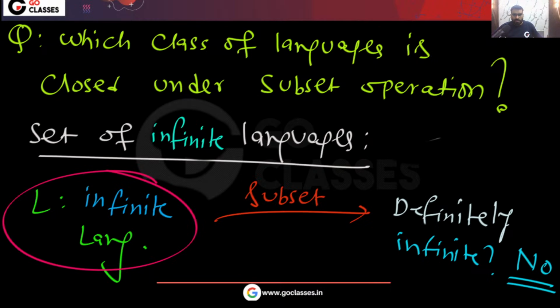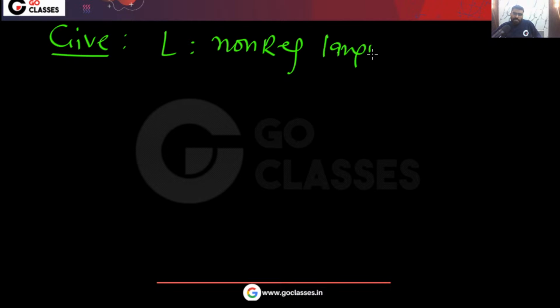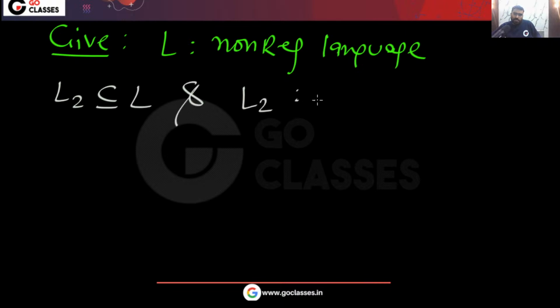Let me know. Now I am asking some questions back to back. You tell me the answer. Give me this type of situation where L is a non-regular language. Please take your copy and pen and give me where L is a non-regular language and L2 is a subset of L and L2 is regular. Can you give me?